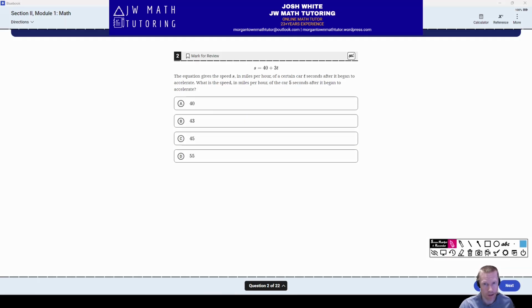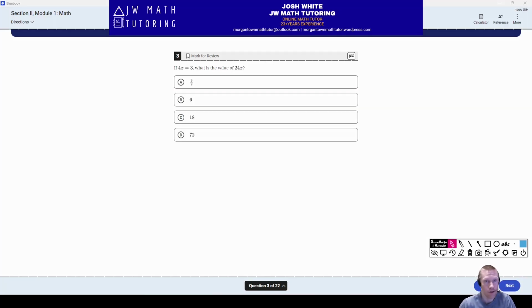All right, number 2. Here we have a basic linear equation, and they just want to know what's the speed 5 seconds after it begins. So that means we're just plugging in 5 for t. So this is just 40 plus 3 times 5 is going to be our S value. And that's just going to be 40 plus 15, or in other words, 55. So the speed is 55 miles per hour. Correct answer is letter D.